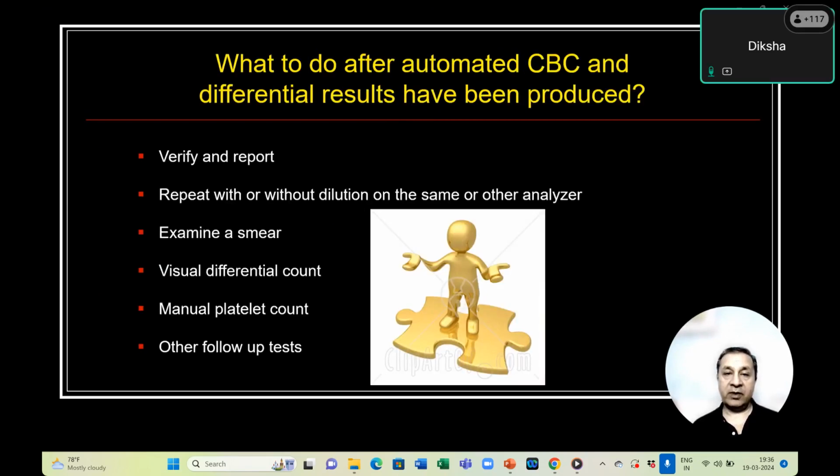So after a classical automated complete blood count and the differential results have been produced, what do we generally do? We verify a report. We might again do a dilution on the same or another analyzer. We might examine a smear, maybe do differential counting, or go ahead with alternate testing that might be required.